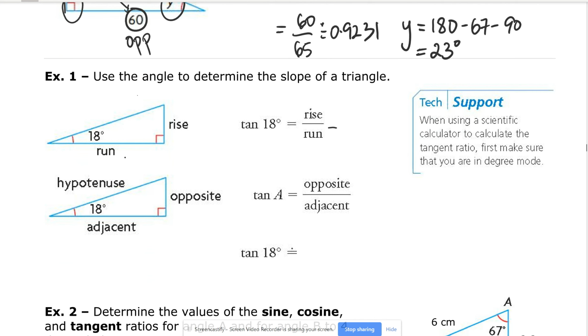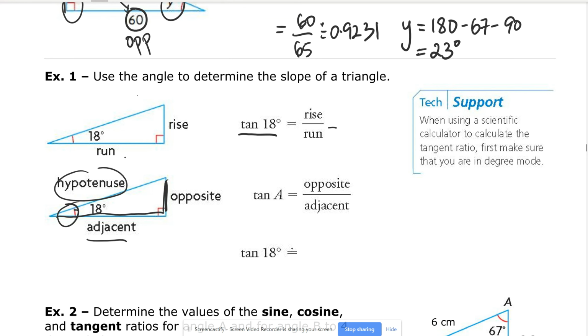How can we use the angle to determine the slope of a triangle? Now remember something here. Here's a triangle. 18 degrees is my reference angle. In reference to 18 degrees, I have opposite over the adjacent. And that adjacent side is touching the angle. Opposite is opposite of the angle. Hypotenuse will still be the longest side.